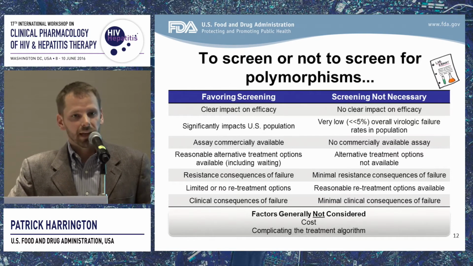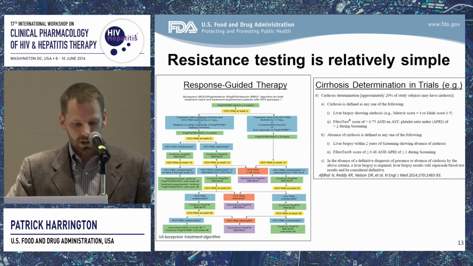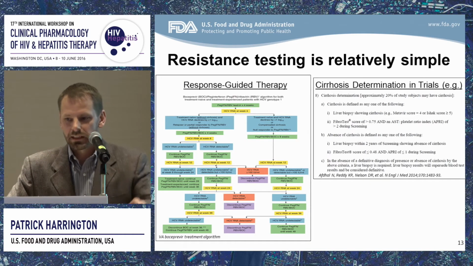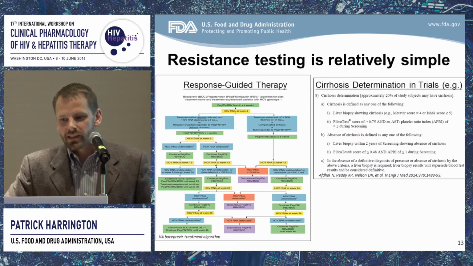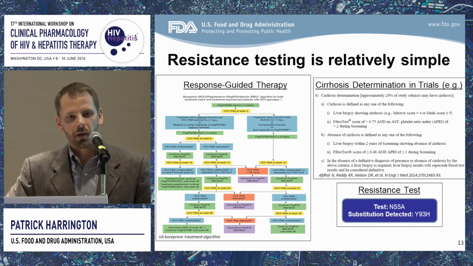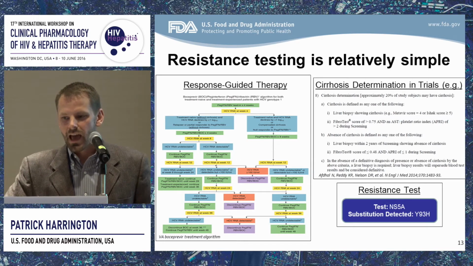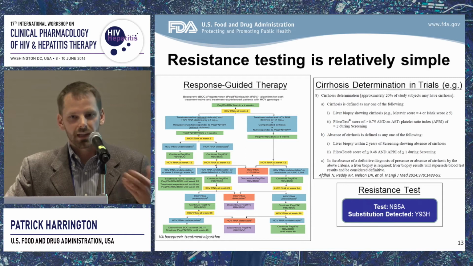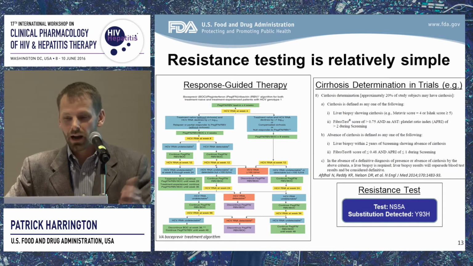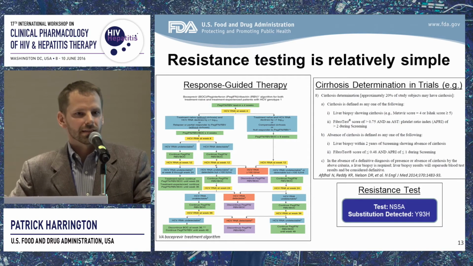In terms of complicating the treatment algorithm, yes, it does add another step to the treatment of a patient, but I want to put that into context with other things that we've dealt with in HCV. Resistance testing for a polymorphism that might be highly prevalent in a viral population is really not that technically complicated to detect. And it's certainly used all the time in HIV. It's part of standard practice in HIV. And we've lived through much more complicated things in HCV.